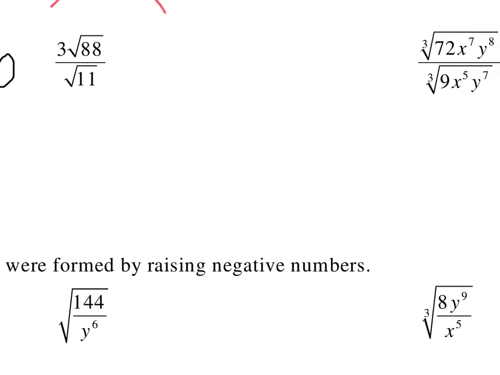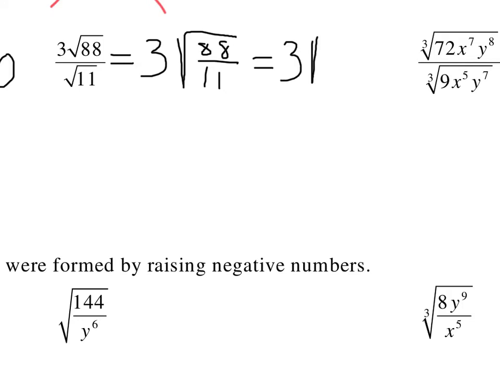3 times the square root of 88 divided by the square root of 11. Now, the 3 is outside of the radical. It stays outside of the radical. Leave it out there. But the 88 and the 11 are both under the radical, so we can divide first. What is 88 divided by 11? It's 8.